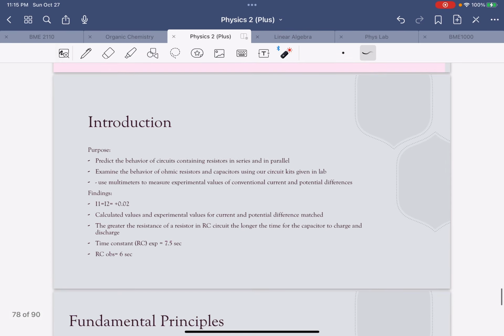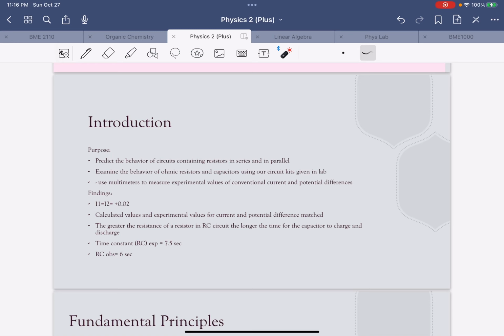So, the purpose of this experiment was to predict the behavior of circuits containing resistors in series and parallel. We're going to examine the behavior of ohmic resistors and capacitors using our circuits given in the lab. We're going to use multimeters to measure experimental values of conventional currents and potential differences.